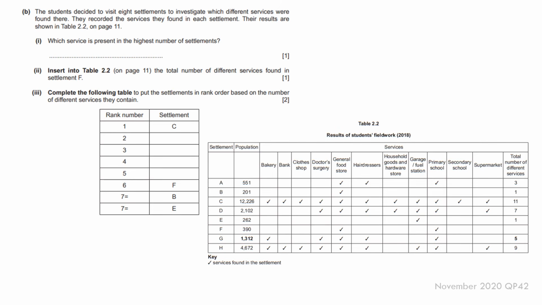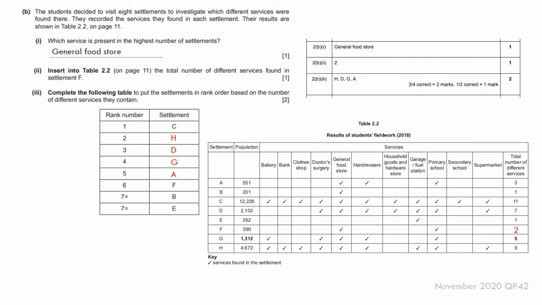So again, you can see here which service is present in the highest number of settlements. General food store, and then I would need to do the total number of different services found. So that's simply counting the ticks, and then working out here, I'm almost doing a settlement hierarchy. So I'm having to put the total number of different services in order. And so I would go down the list, going H, D, G, A. And then, yeah, all of the answers are correct.